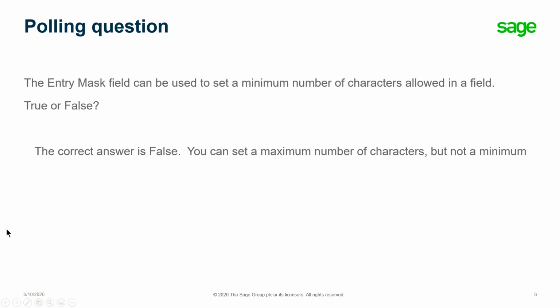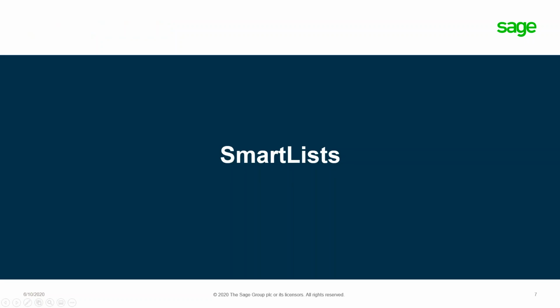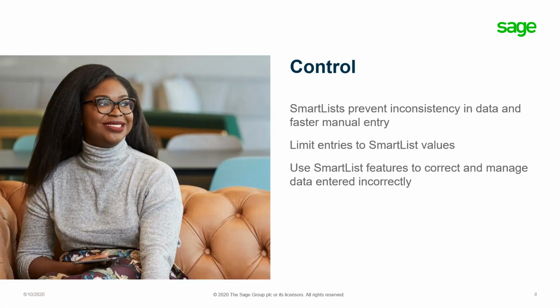Let's move on to our SmartList capabilities. If you're not familiar with SmartLists, this is how you build control into the program to prevent inconsistency in data entry, so that you don't get two values that mean the same thing to you but have been spelled differently. Faster manual data entry is allowed with these SmartLists. You can limit the entries to just values that have been placed on the SmartList. And you can use this to make corrections.